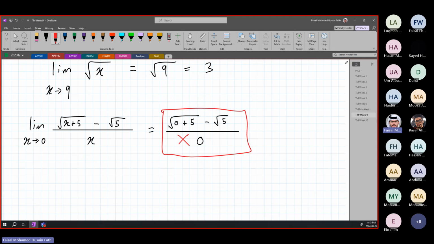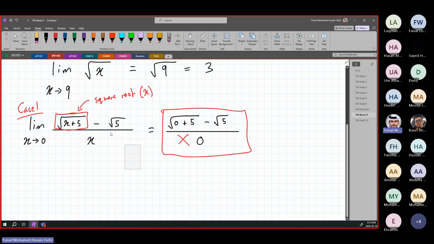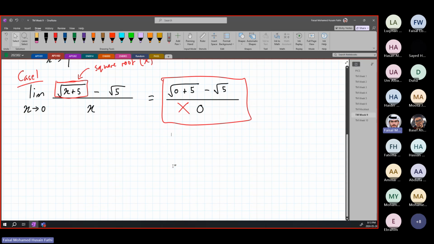In this case, I would call this case 1. When you have a square root at the very top, when you have a square root with x inside of it, there is a method of simplifying this function in a way that we will not get 0 in the denominator. It will not be equal to 0. So how can we do that?